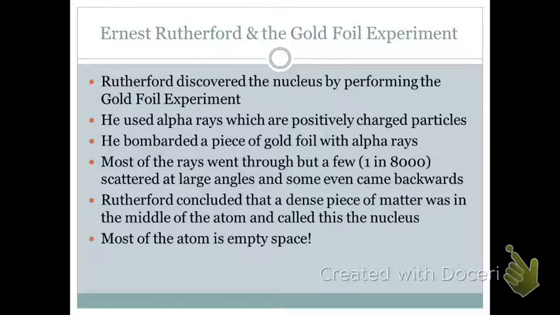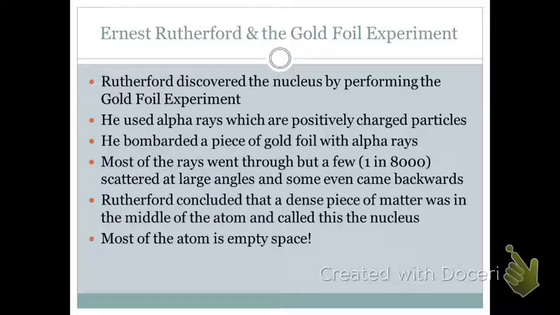Now, Ernest Rutherford and his gold foil experiment is an important one to know. Rutherford's experiment resulted in discovering the nucleus. He used alpha rays, which are positively charged particles, and shot a piece of gold foil with these rays. Now, the piece of gold foil was very thin, and he expected all of the rays to go straight through the gold foil because at this time they pretty much only knew about the electron.